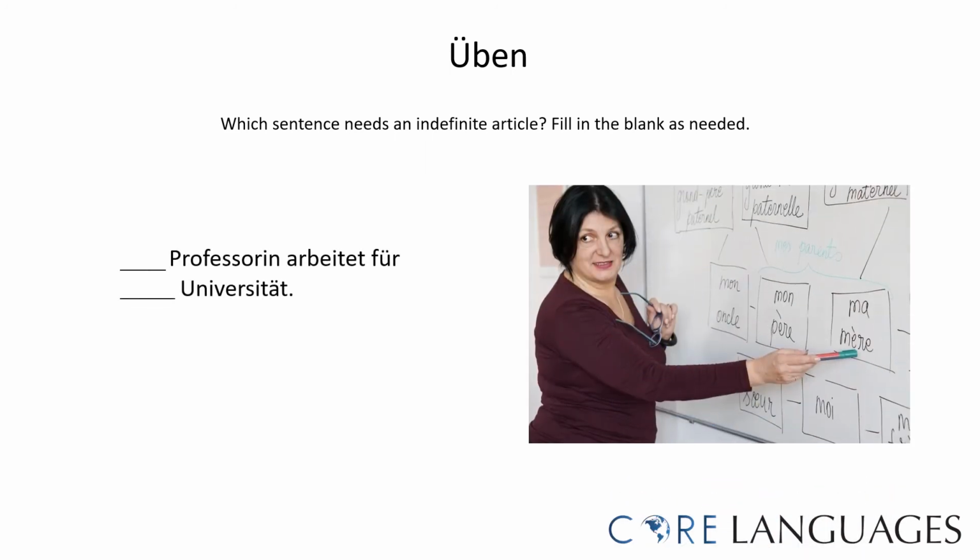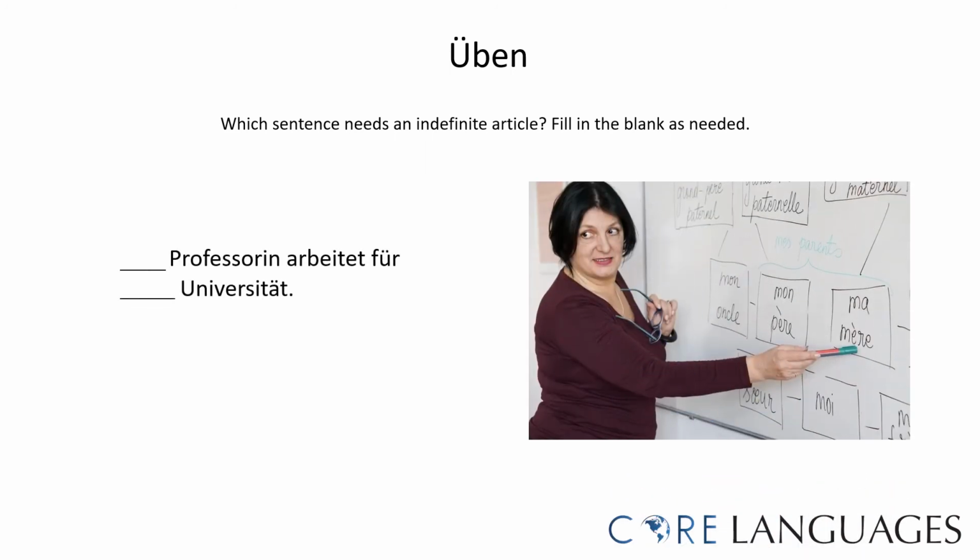And how about this example? Professorin arbeitet für Universität. The translation would be, a professor works for a university. So this sentence does need indefinite articles. Eine Professorin arbeitet für eine Universität. Both Professorin and Universität are feminine nouns. Professorin means female professor.